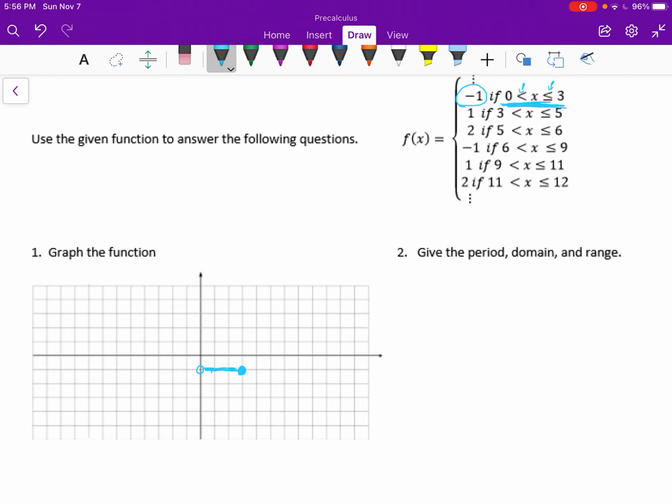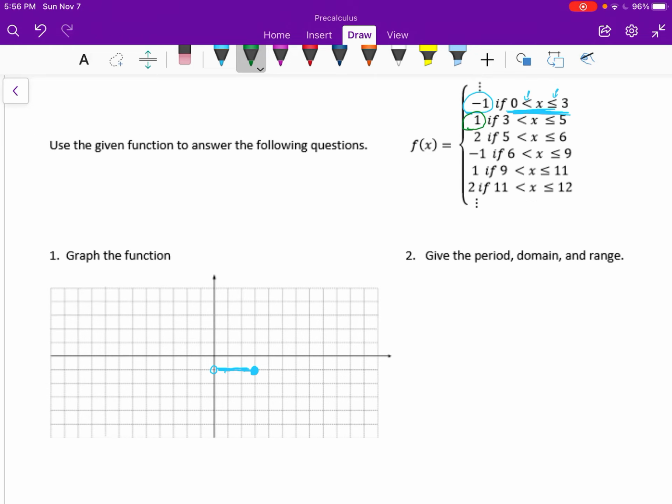All right, moving on to the next piece, we want f of x to equal 1, and we want that to equal 1 from 3 to 5. So from 3 to 5, it's going to be 1. So let's put in our values here. So this is 1, 2, 3, 4, 5, 6. All right. So we'll label that.